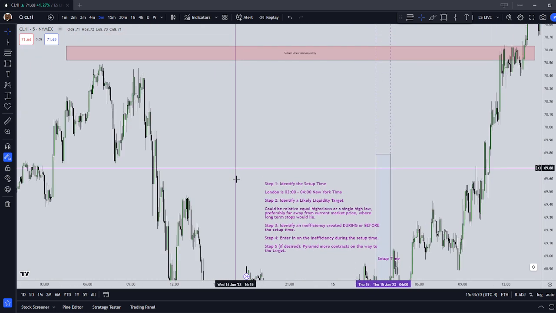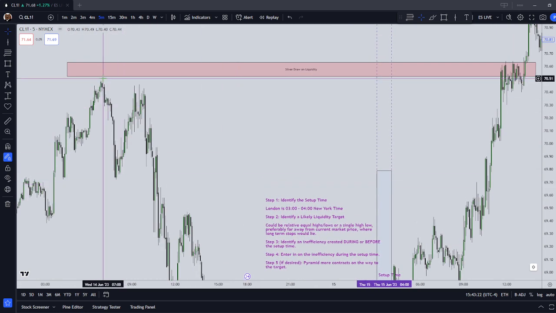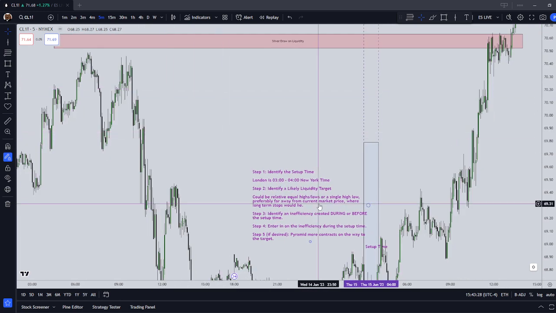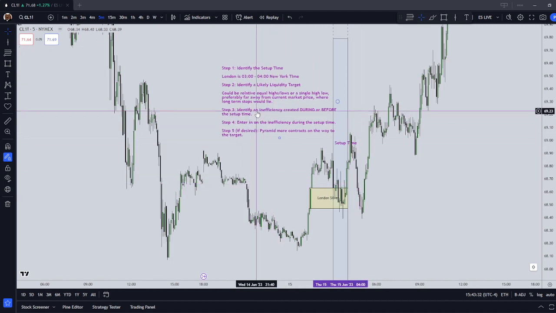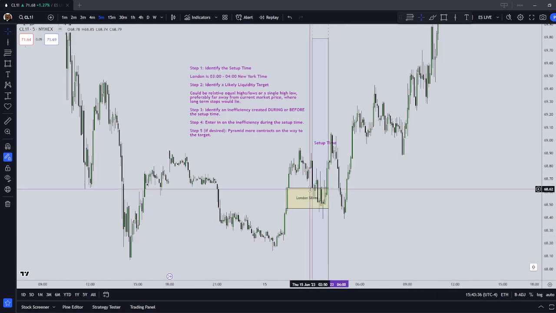Step two, identify the likely liquidity target. We saw up here at 70.51 we had a lot of equal highs, and we know that liquidity is going to be resting above that. So we identified our likely liquidity target. Step three is identify an inefficiency created during or before the setup time. I prefer when it's created before the setup time, but it could be created during the setup time.